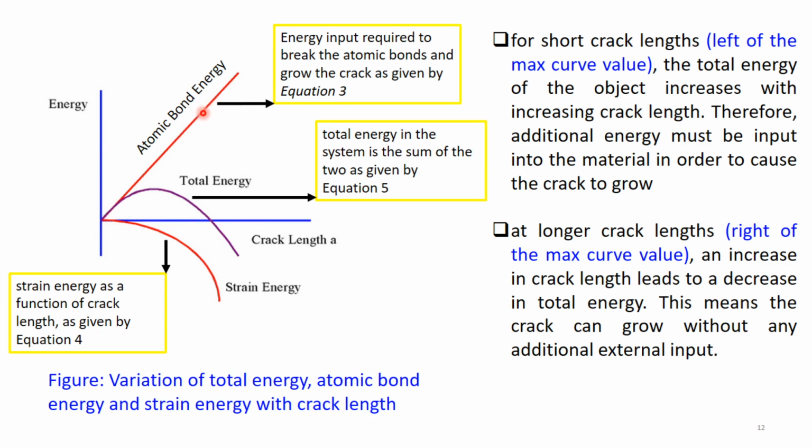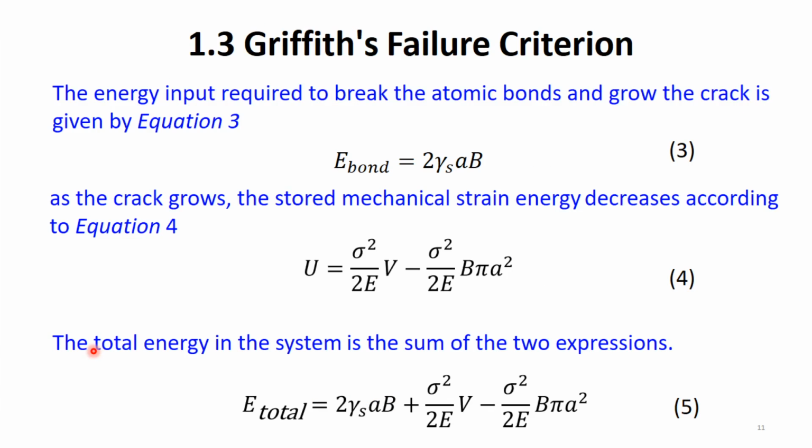So for atomic bond energy, which is given by equation 3, which is the energy input required to break the atomic bonds and grow the crack, it is a straight line. Whereas this red color curve is strain energy as a function of crack length, as given by equation 4.